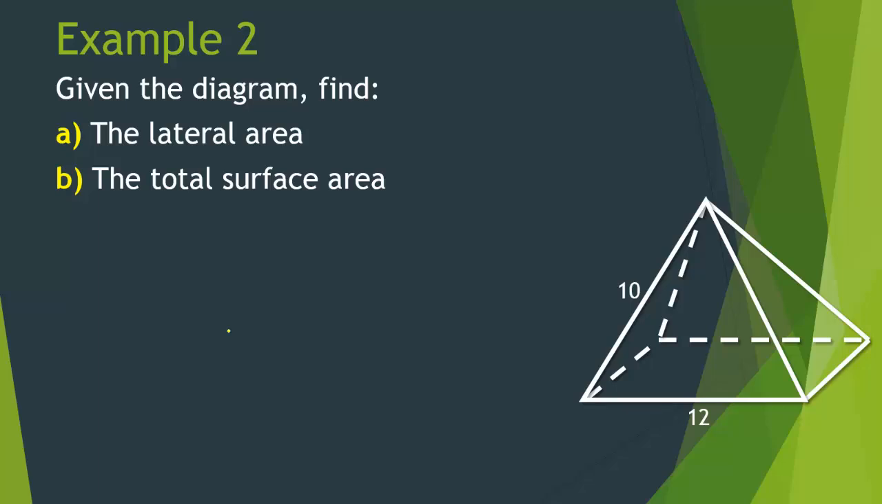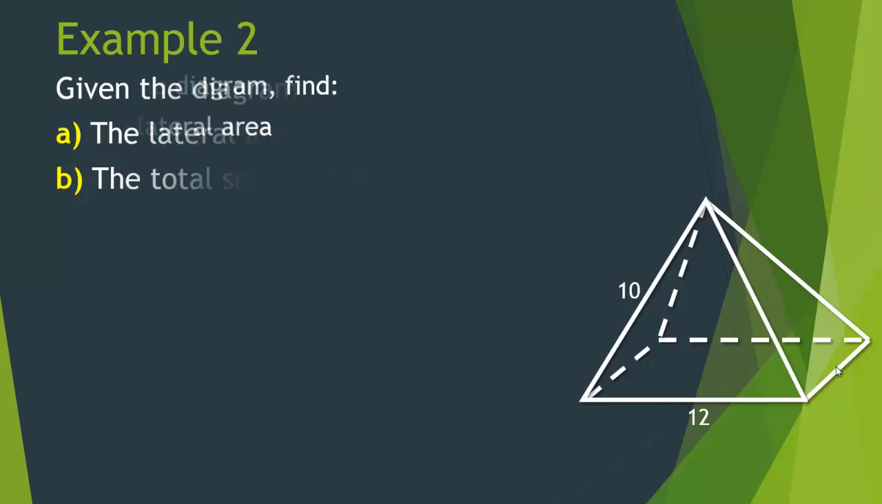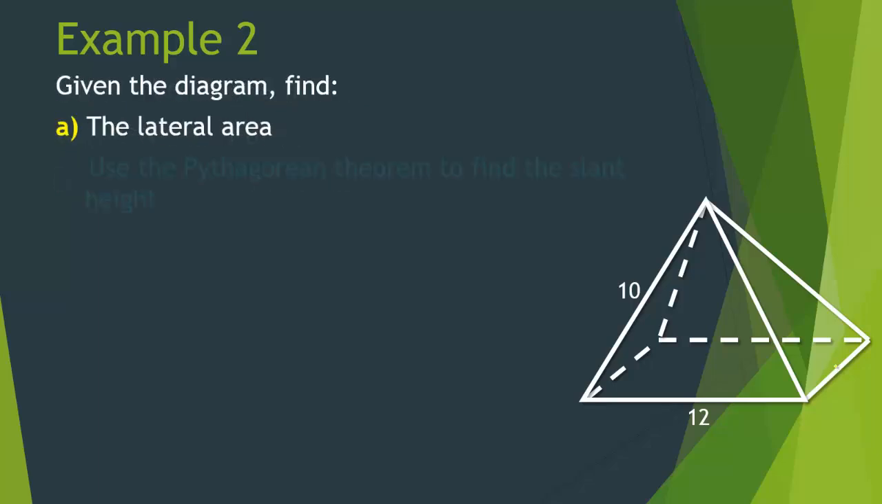All right, next example. Given the diagram, find the lateral area and the total surface area. So first lateral area, that's going to be all 4 of the triangles that make up the sides that come together at this point here. Because remember, lateral area, we don't include the base, which is this here. So everything except for that. So let's start with the lateral area.